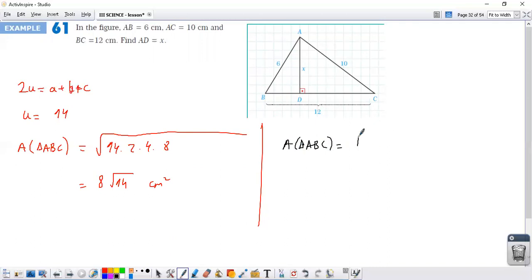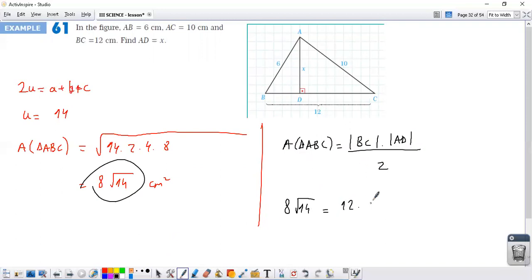Base times height over 2. So the side BC times height AD over 2. What is the area? We got this from Heron's formula: 8 root 14 is equal to the side BC, which is 12, times the side AD, which is x, over 2. Cancels each other out, 6. So the value of x will be, by reducing the fraction, 14 root 14 over 2 centimeters.